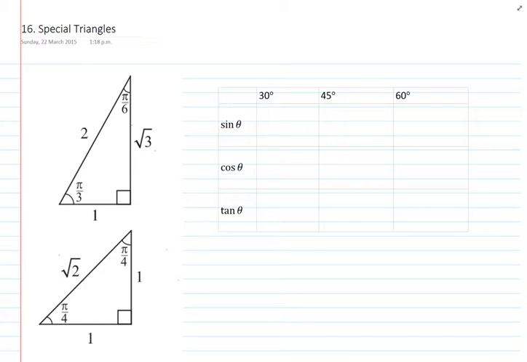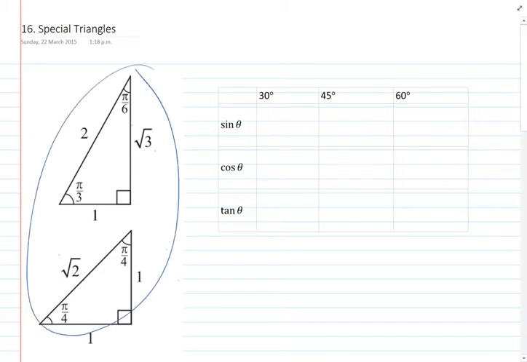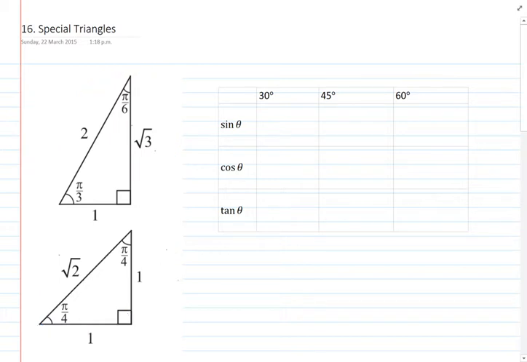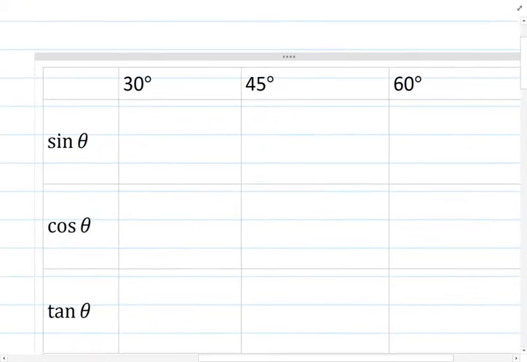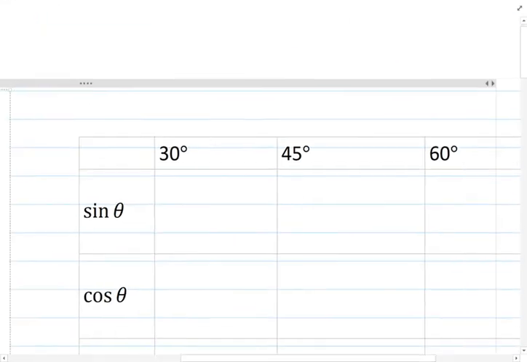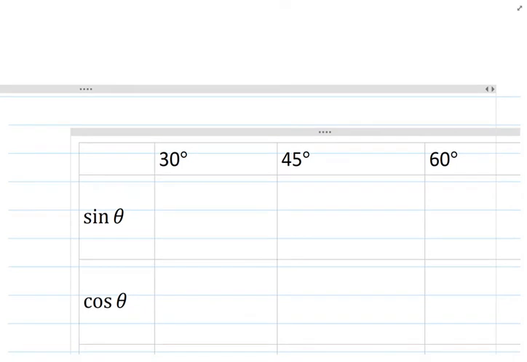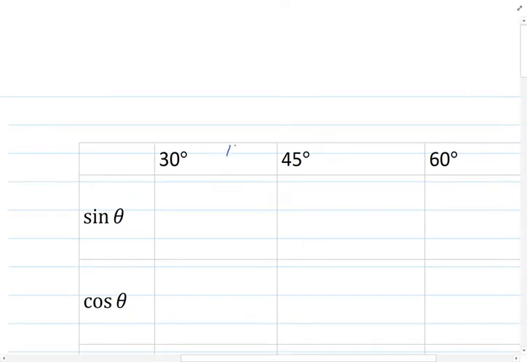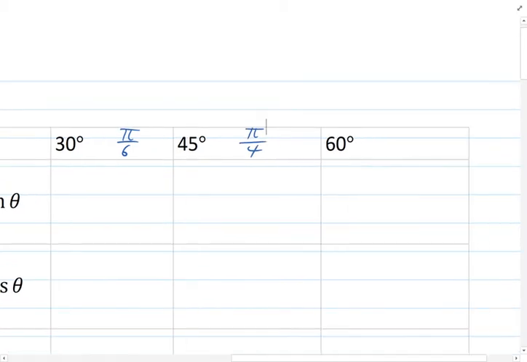Hiya, we're going to look at special triangles, and these are the special triangles that we're going to look at. Now before we get in there, I want to talk briefly about radians. So these radian measures that we have here, 30 is the same as pi over 6, 45 is pi over 4, and 60 is pi over 3.